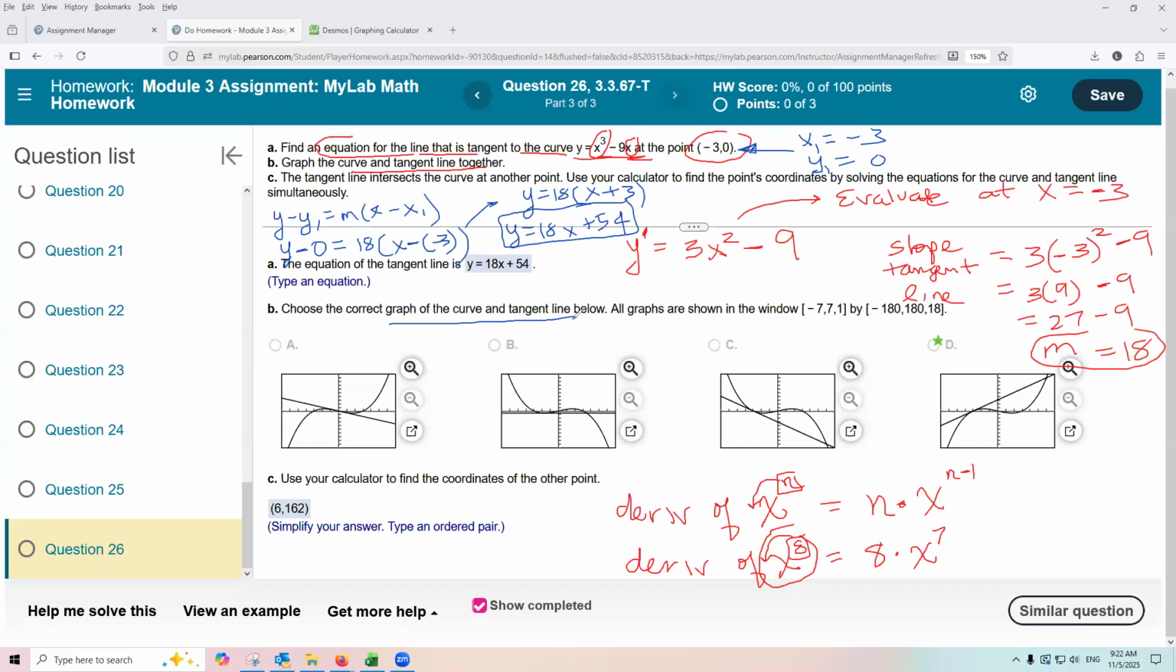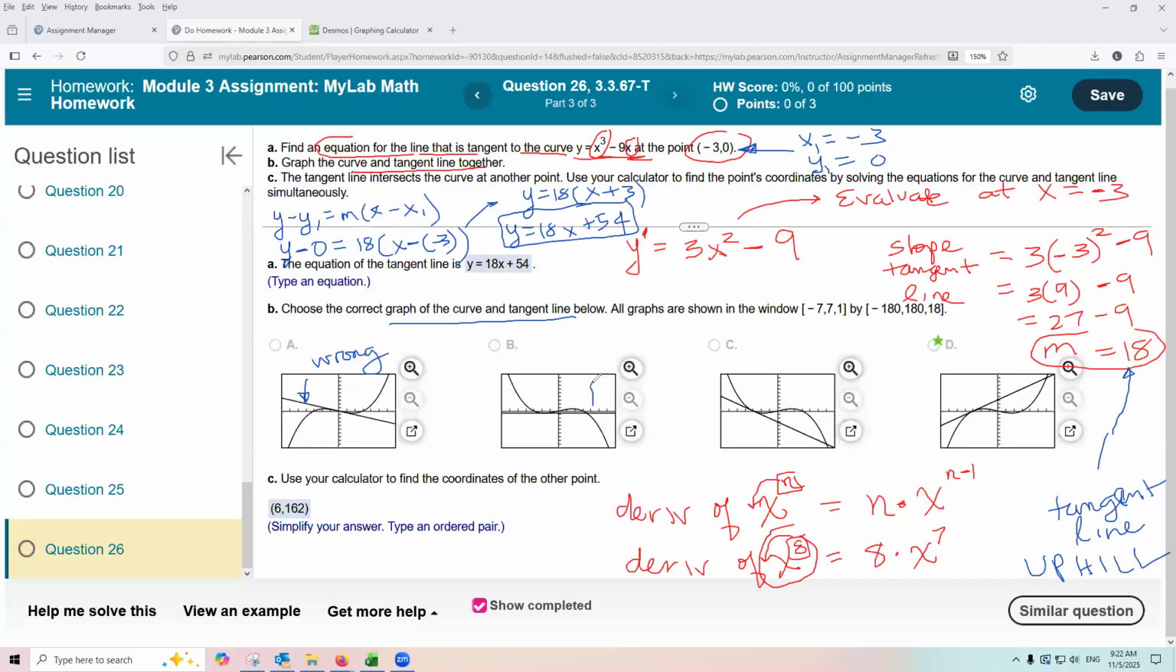What I'm noticing here is the slope of the tangent line is positive 18. That means the tangent line is an uphill line, right? If the slope is positive, then the tangent line is going uphill. Well, this tangent line is going downhill, so this graph must be wrong.